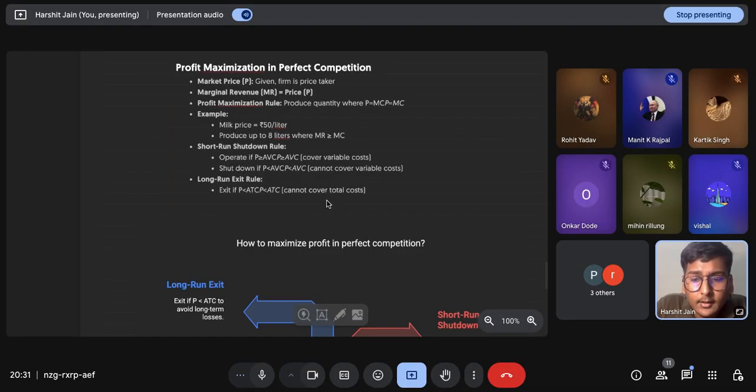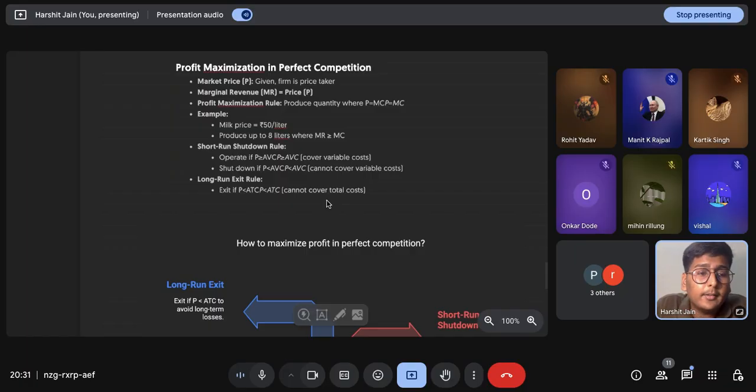For example, if milk sells at rupees 50 per liter, the firm should produce up to 8 liters, as long as marginal revenue is greater than marginal cost. If you want to know more about it, it was in the lectures. You can refer to that lecture.